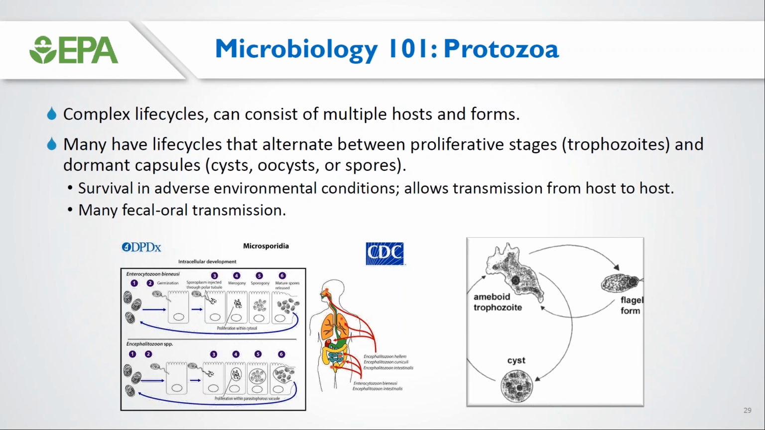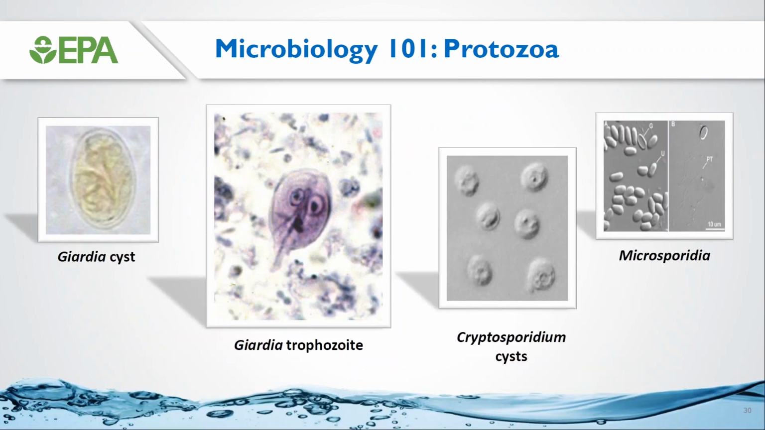Many of these organisms can form cysts, which are like bacterial endospores, a more dormant, hard, resistant-like stage that helps them to resist treatments and disinfectants. On the next slide, I have lots of different pictures of Giardia cysts versus a Giardia trophozoite, so you can see the difference there. Cryptosporidium cysts, another organism that we're concerned with in drinking water, and Microsporidia, which also can form these cysts.